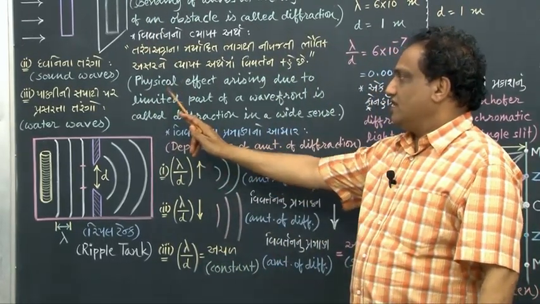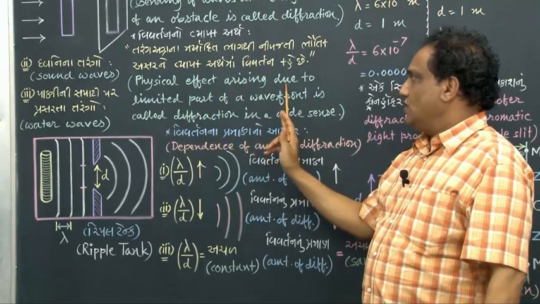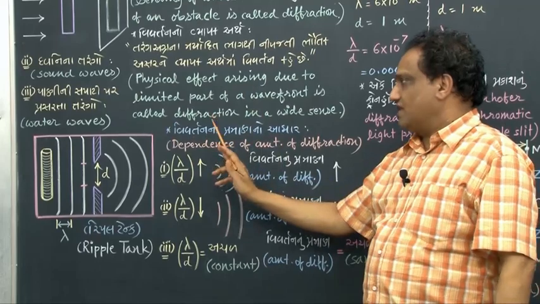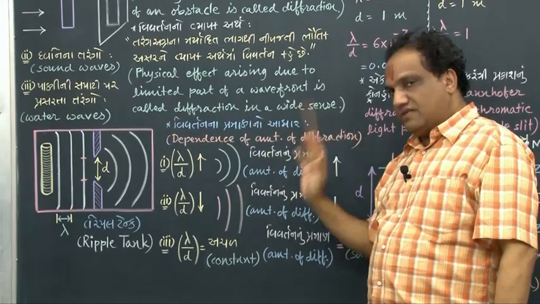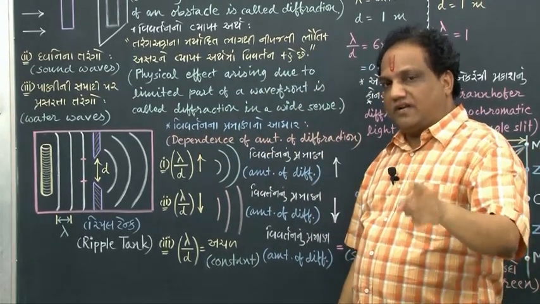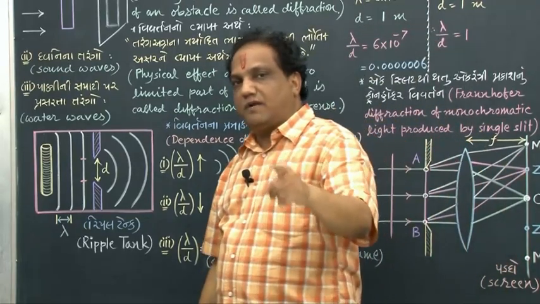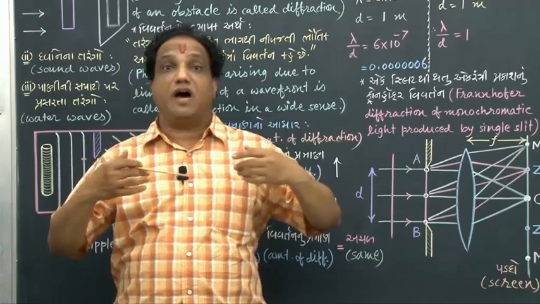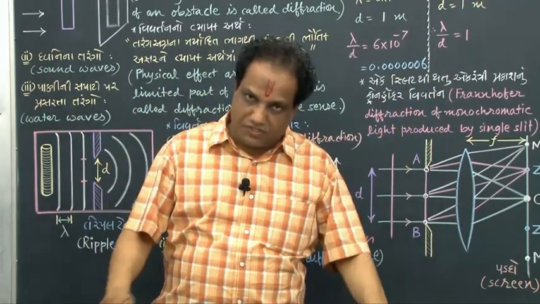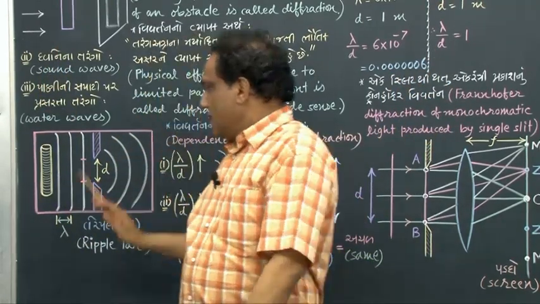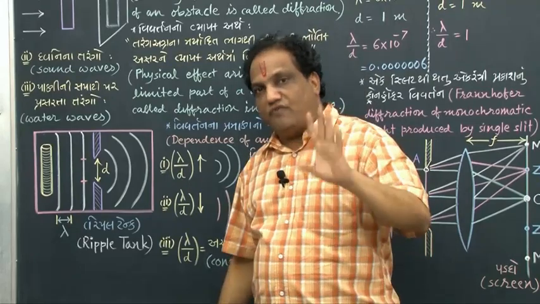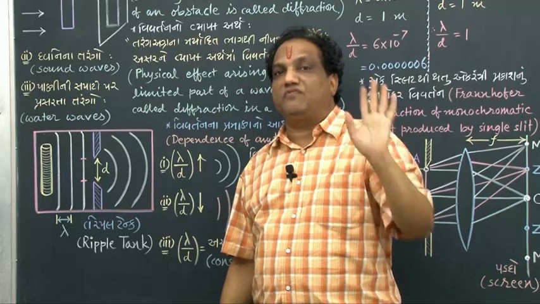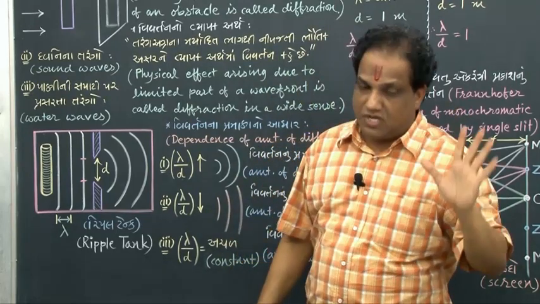Look here, physical effect arising due to limited part of a wavefront is called diffraction in a wide sense. Physical effect arising due to limited part of a wave front is called diffraction in a wide sense. Got it? Fine.